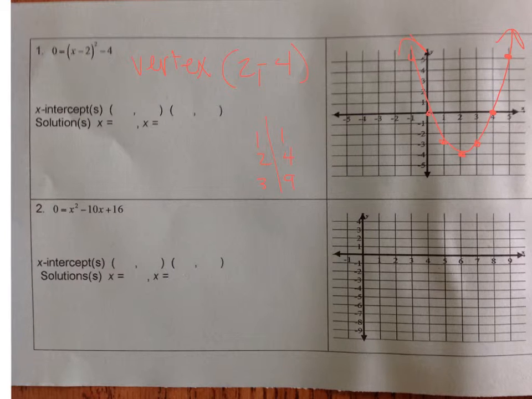From this graph, I can then identify the x-intercepts as (0, 0) and (4, 0), which means the two solutions are 0 and 4.